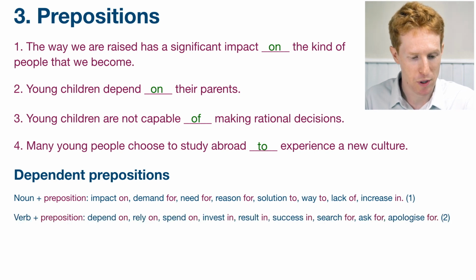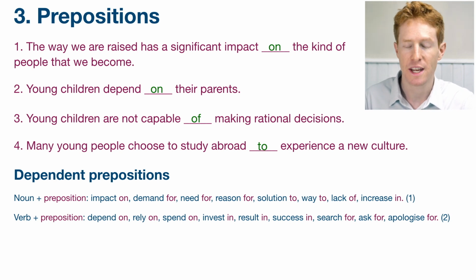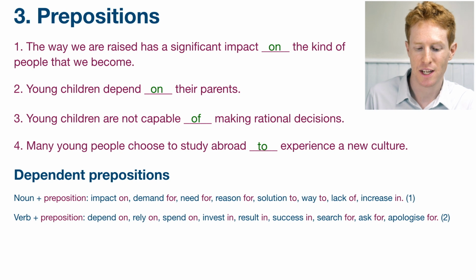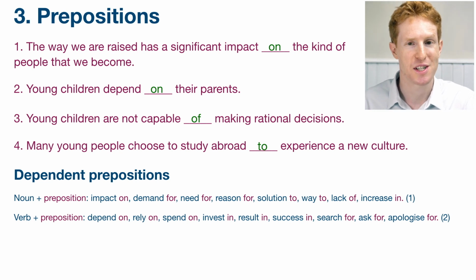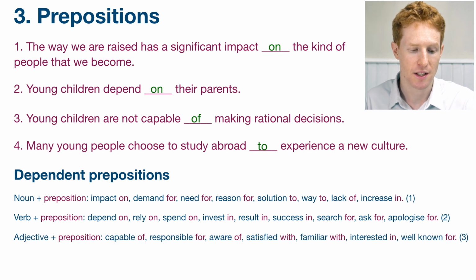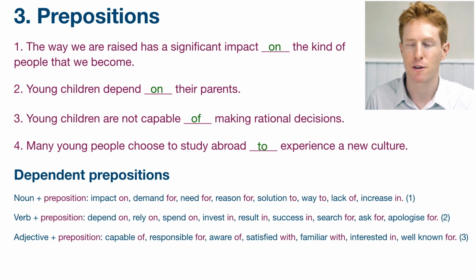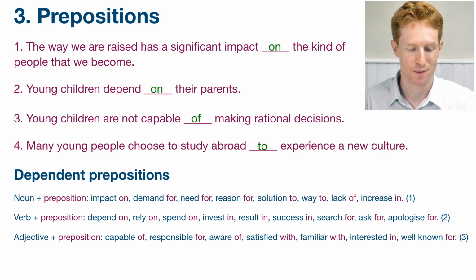Similarly with verbs, and we can see that in sentence number 2, we have depend on. So depend on, rely on, spend on, invest in, result in, success in, search for, ask for, and apologize for. Adjectives plus prepositions, and we can see that in sentence number 3. So are not capable of. We can also say responsible for, aware of, satisfied with, familiar with, interested in, and well known for.